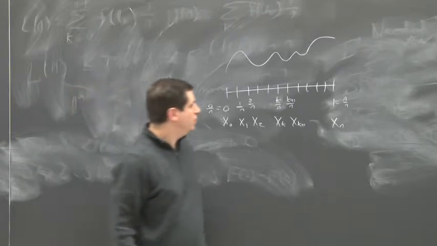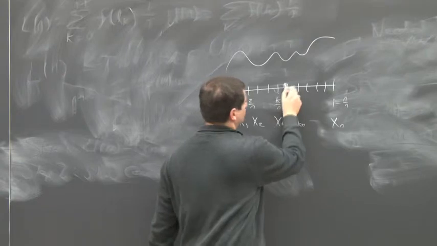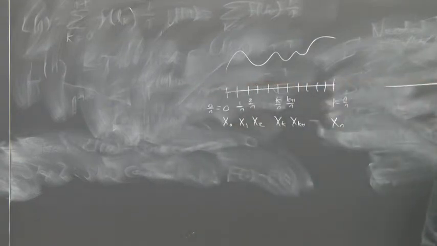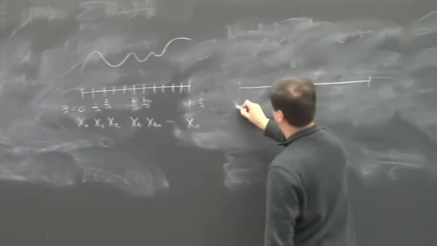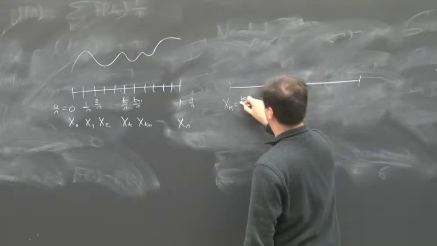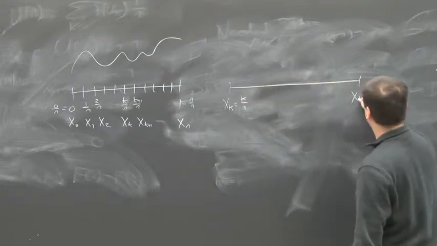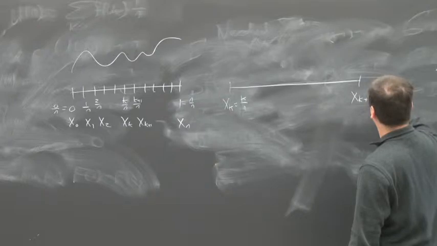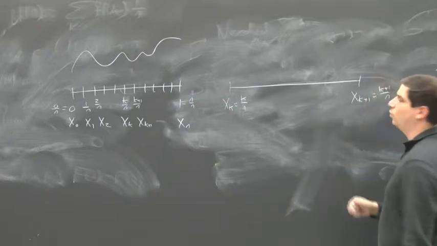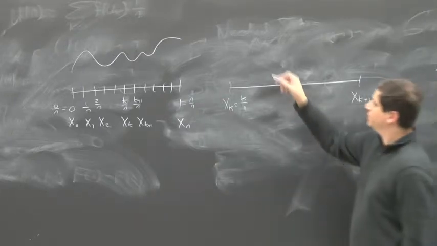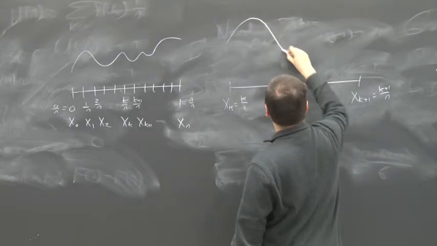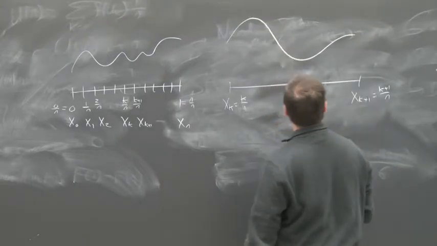1 over n. So what I'm going to do now is blow up one of these intervals just so we can see things a little bit better. So here's xk, which is k over n, and here's xk plus 1, which is k plus 1 over n. So it's 1 over n units further down. And let's say my function looks something like this on the interval.